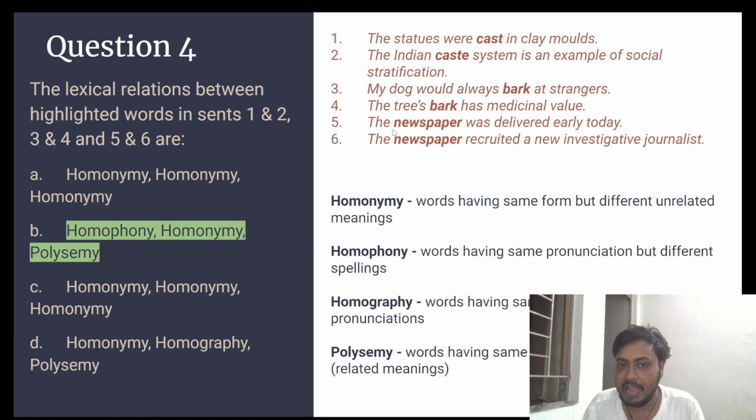Okay, and over here: the newspaper was delivered early today, and the newspaper recruited a new investigative journalist. So sentence 5 is talking about the item, which is a newspaper, whereas sentence 6 is talking about the organization, like the news organization. As you can understand, these meanings are kind of similar, they are related, but they are different. So that is why this is an example of polysemy, that is words that have the same form but different senses.